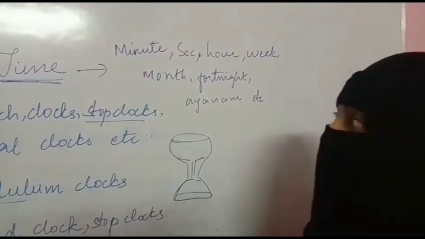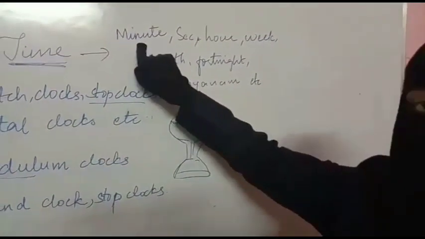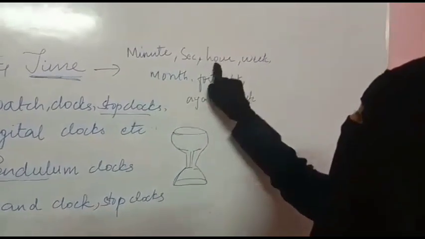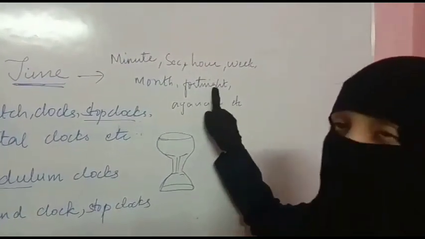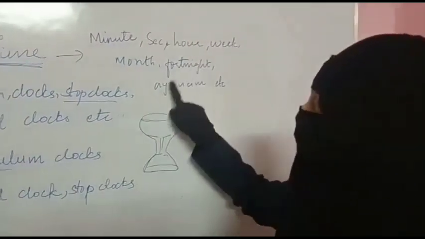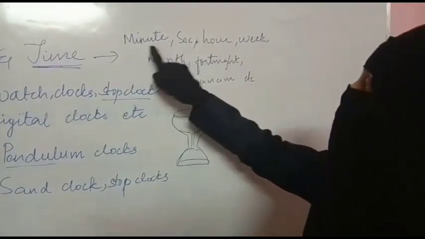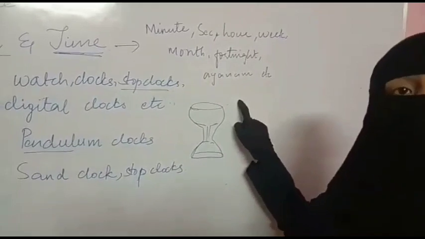The largest unit of time here is minute, and the smallest unit of time, or the basic unit of time, is second. Minute, second, hour, week, month, fortnight. Fortnight means 15 days and iannum means 1 year. So these are the different units of time. We use these units of time to know or to say the time.